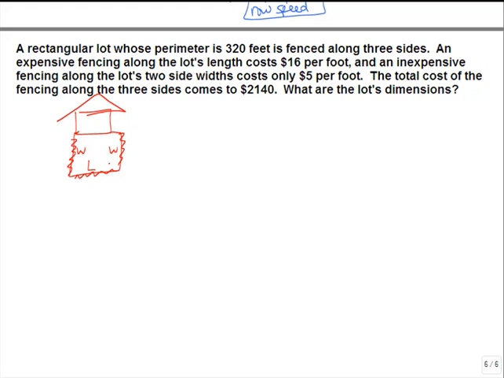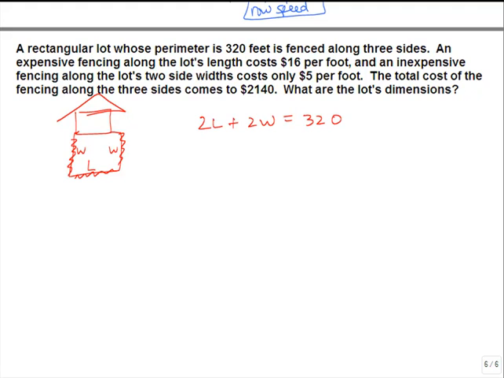So if we're going to solve this using a system, we need 2 equations because we have 2 variables. The first equation comes from perimeter. It says that a rectangular lot has perimeter 320 feet. Okay? So how do you find the perimeter of a rectangle? The perimeter of a rectangle is 2 lengths plus 2 widths. So 2L plus 2W equals 320.